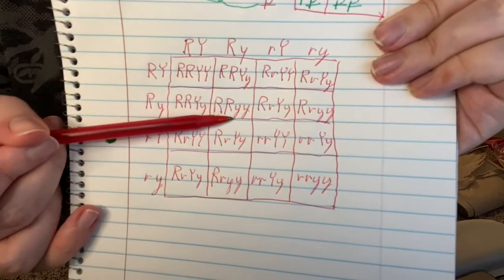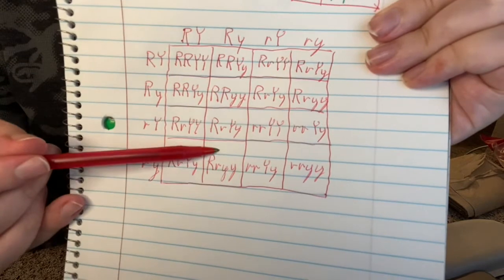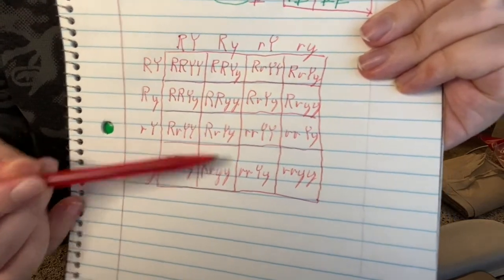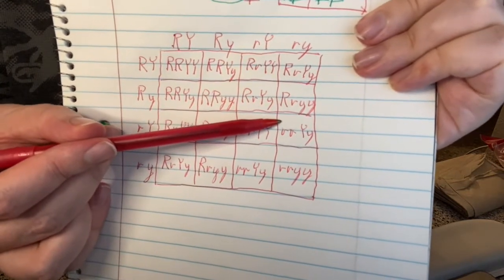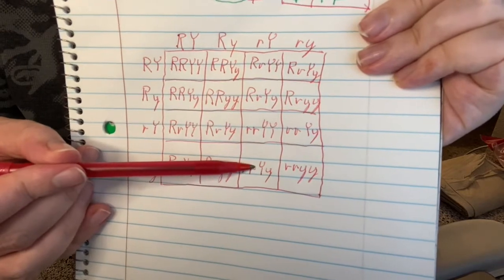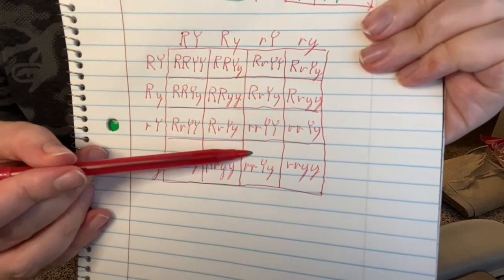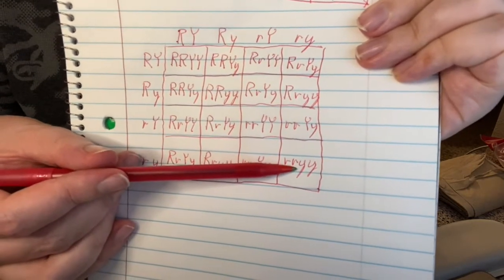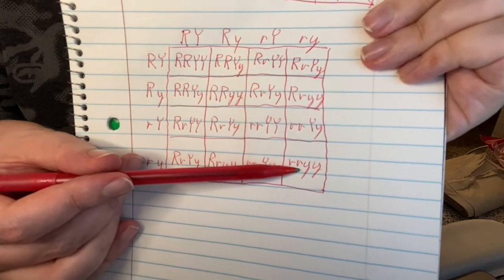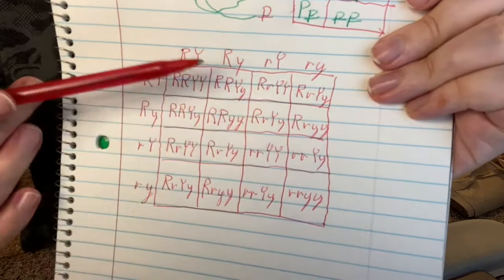And then we have green unwrinkled, and that makes 3. Then we have yellow wrinkled, yellow wrinkled, and yellow wrinkled, and that makes 3. And then we have green wrinkled, and that makes 1. Okay, that's our phenotypic ratio.